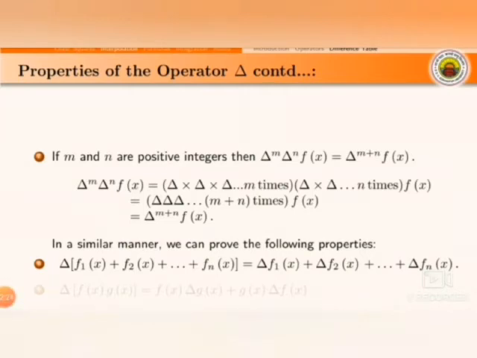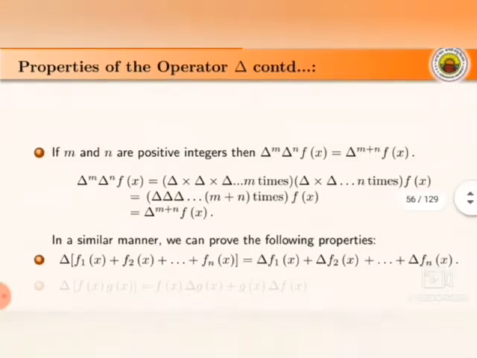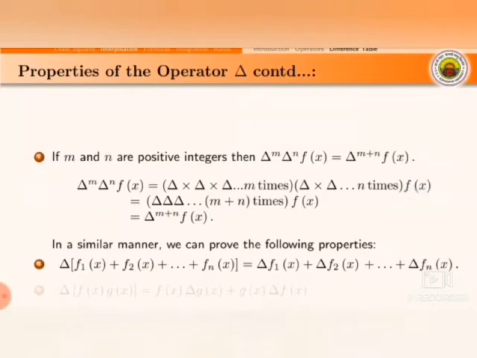And see the next property: del power m into del power n f of x equals del power m plus n f of x. You have to prove that the different powers of the forward differences will be added. Del power m into del power n f of x equals del into del m times, and del into del n times. So there are m times multiplication and n times multiplication. When you combine the two, we will get m plus n times multiplication.